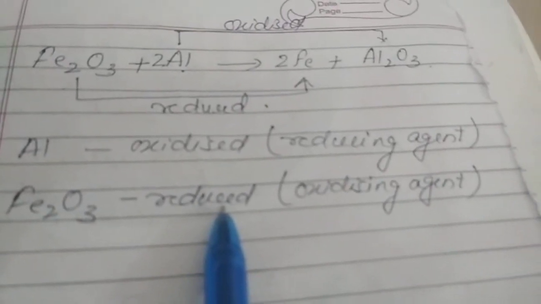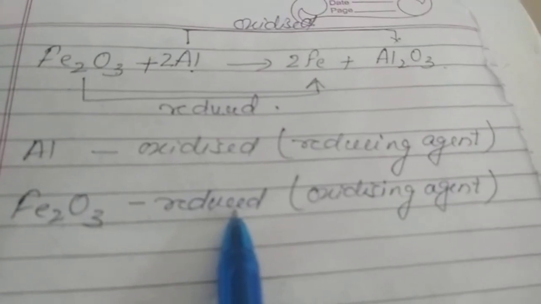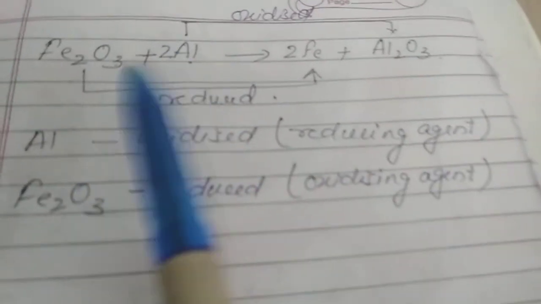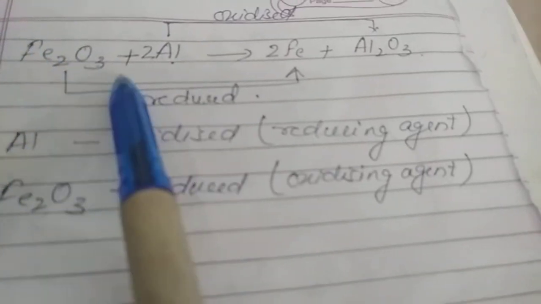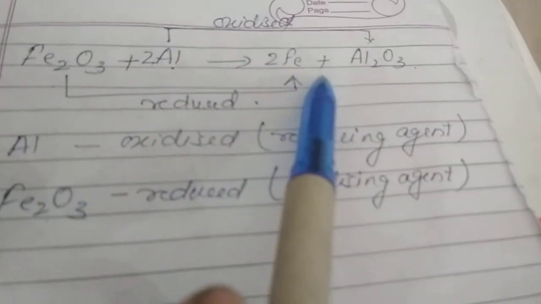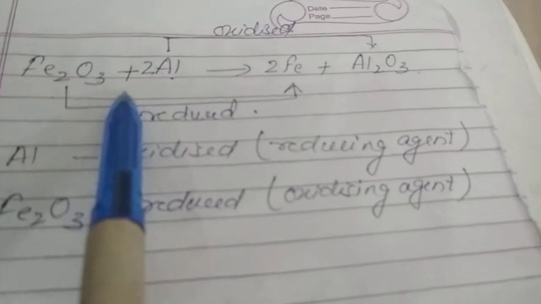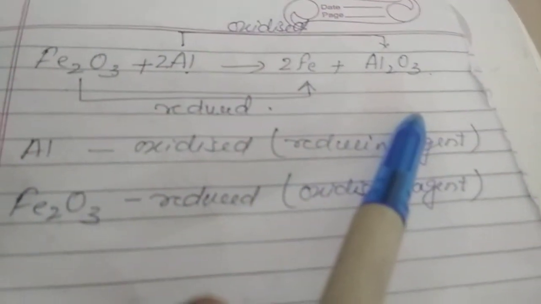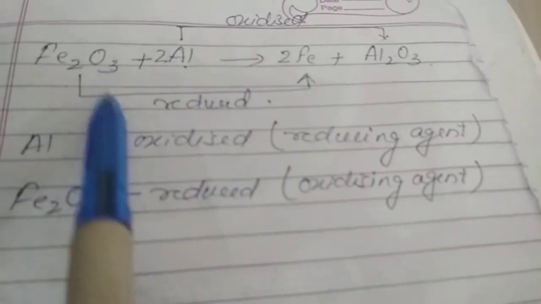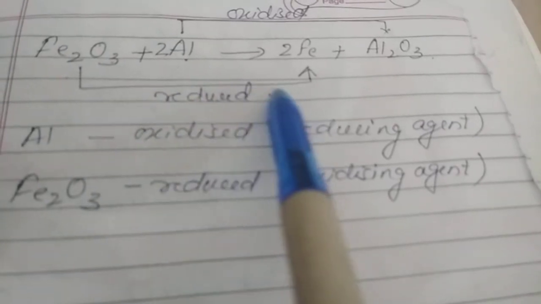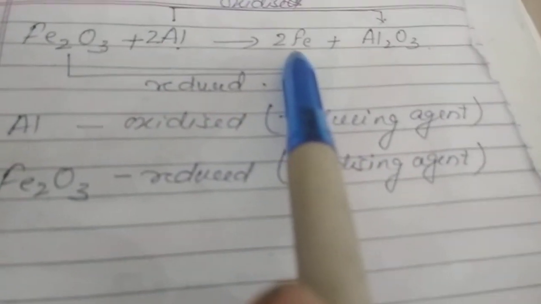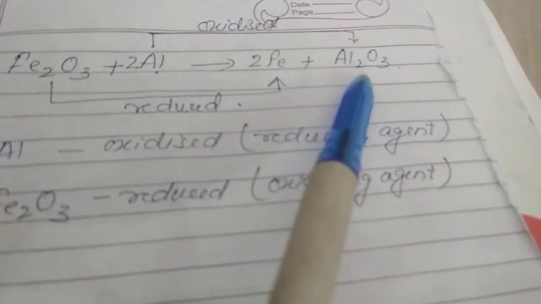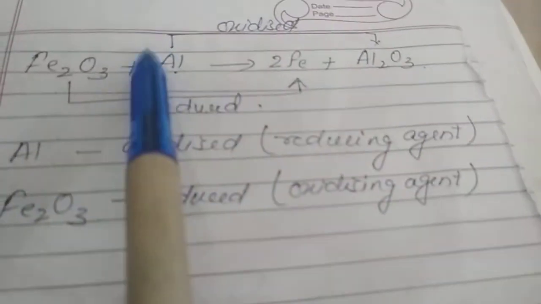One more important thing that you have to keep in mind, children: whenever you try to give the answer to which substance is oxidized or which substance is reduced, always give the answer with the reactants. Don't give the answer with the product. These reactants undergo oxidation and reduction to form products. You can use this arrow to show how it is getting reduced. Like ferric oxide, after giving oxygen, has been reduced to iron. Then aluminium, after taking oxygen, has been oxidized to aluminium oxide. This will do, but the answer should be here.